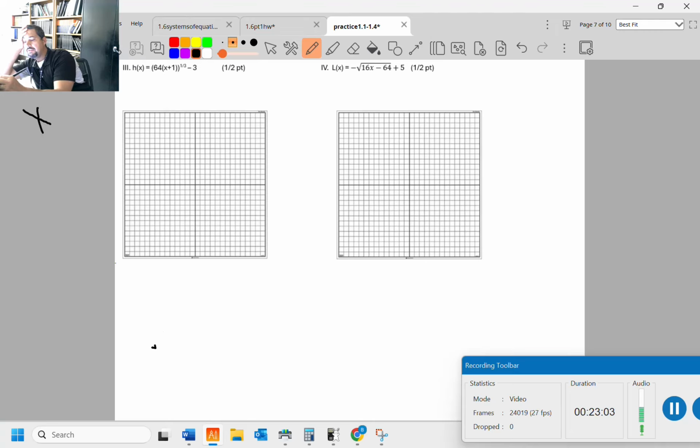Let's see here. We have this 1/3 power, which is the same as the cubic root. So let's go ahead and just rewrite this as a cubic root. Do you know what the cubic root of 64 is? I do. It's 4. This is 4 cubic roots of x plus 1 and then minus 3.